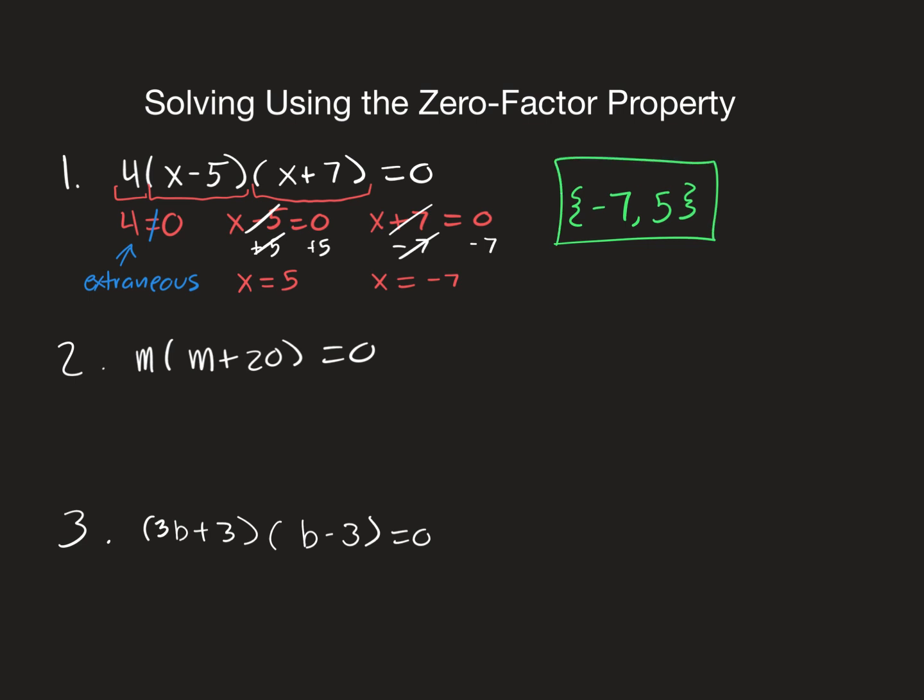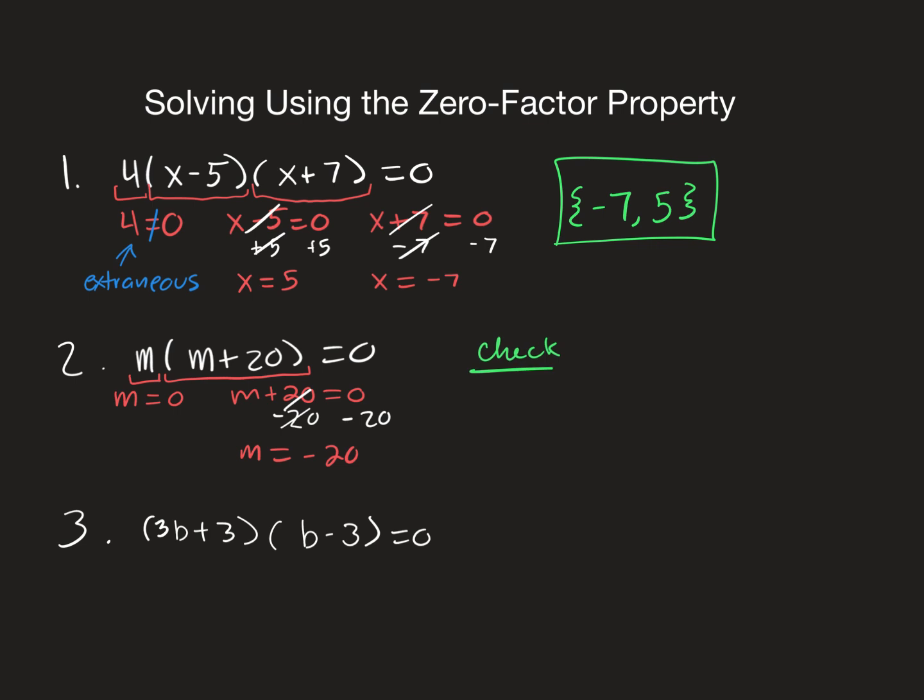So let's move on to number 2. So again, we need to set everything equal to 0. So I see m equals 0, what's on the outside. And then this, what's in the parentheses, m plus 20 equals 0. So m equals 0, that's already solved. So we can move on to the m plus 20 equals 0. We just need to solve this like normal. These undo each other, and we're left with m equals negative 20. Now we need to check.